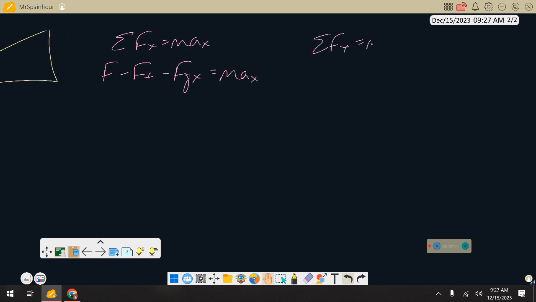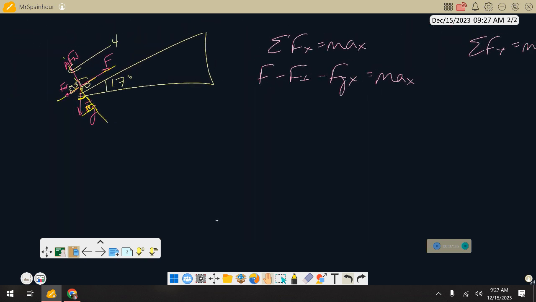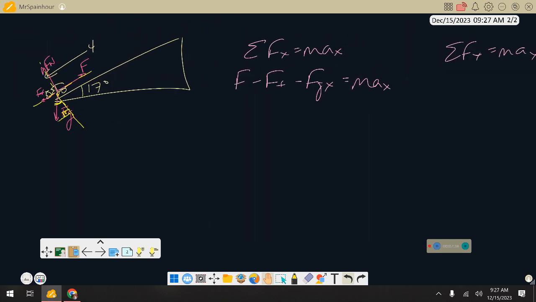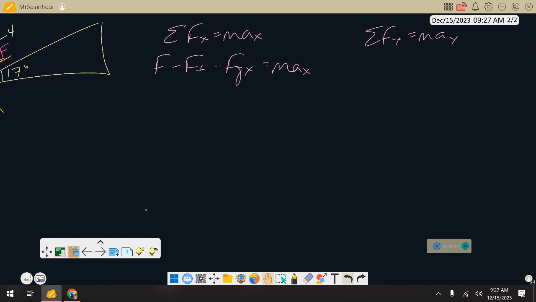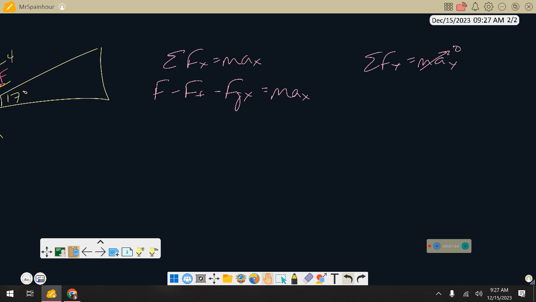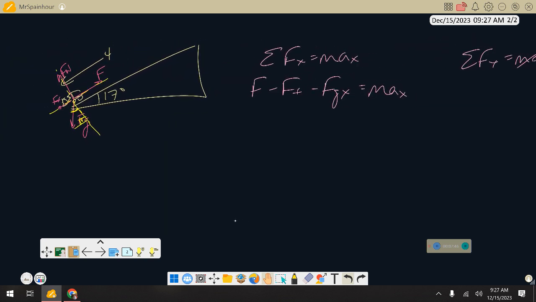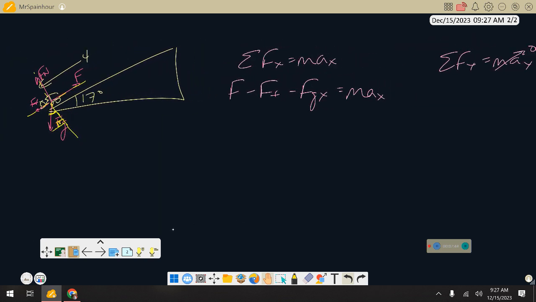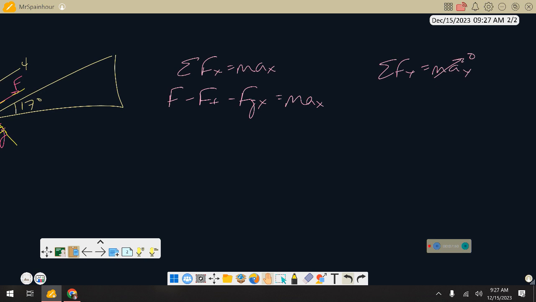So here we go. Sum of the forces in the y equals mass times acceleration in the y. Is it accelerating on the new y? No, it's not accelerating this way at all. Acceleration should be straight up there. So that means that this is 0. What are the forces acting in the y? Correct. Signs on those? Negative force gravity in the y plus force normal is equal to 0. So force normal is equal to force gravity in the y.